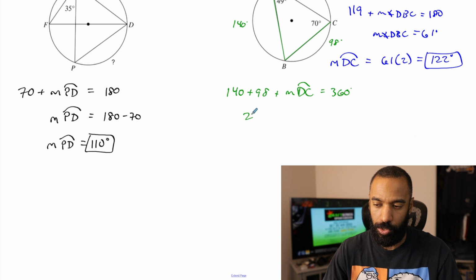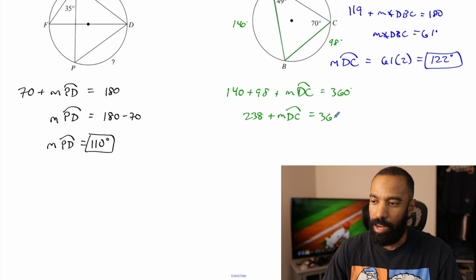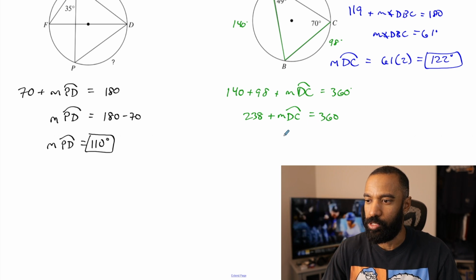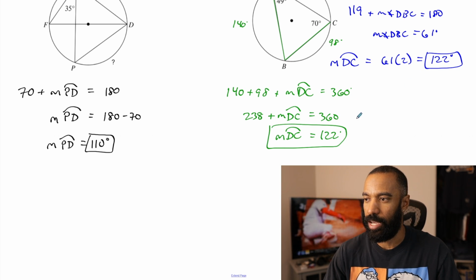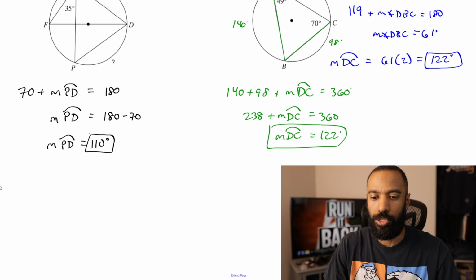140 plus 98 is 238. And if you subtract 238 from both sides, you'll get measure of arc DC equals, looks like, 122. And that is the same exact thing as we got right there. So you see 2 different approaches there.